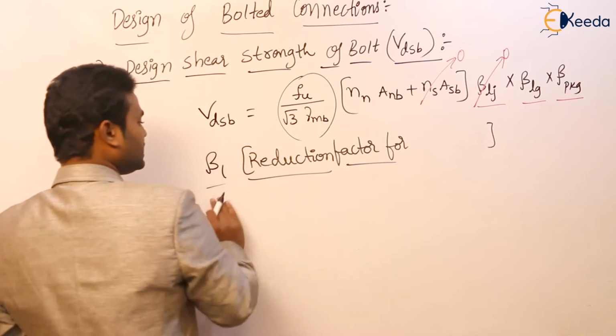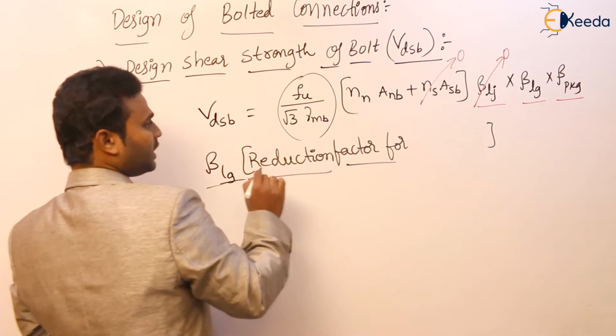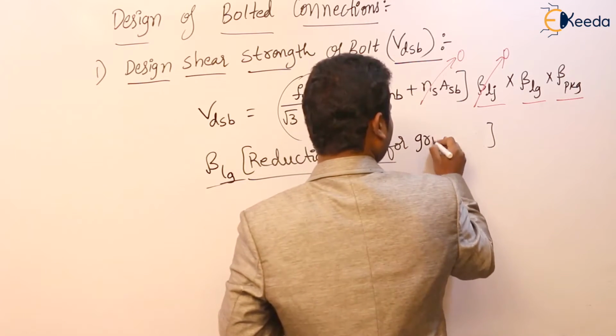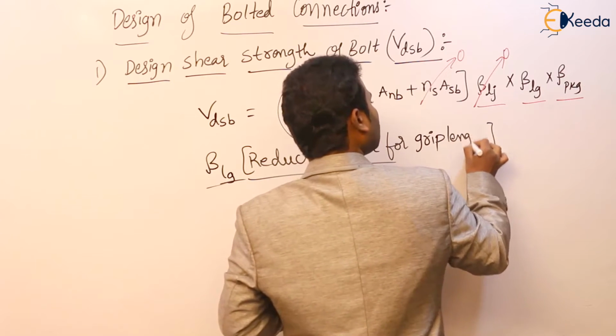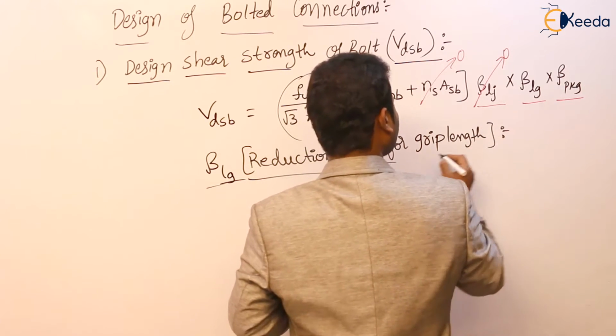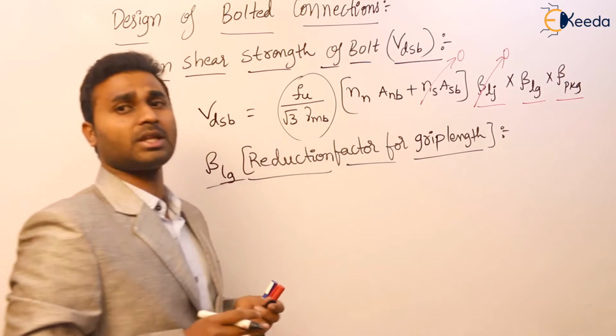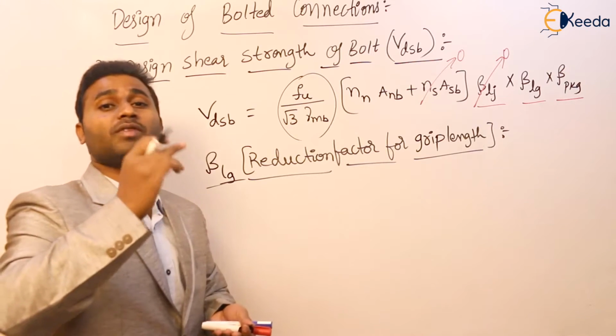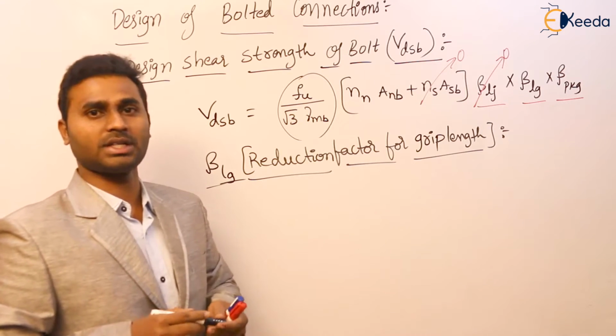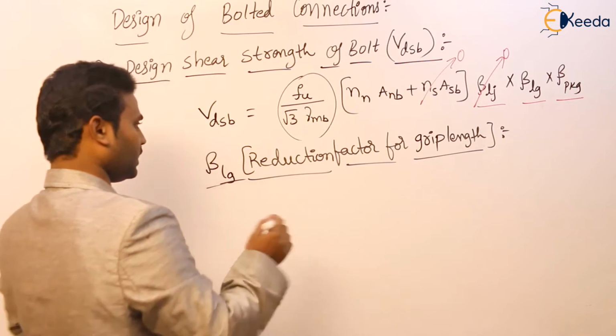So beta Lg is nothing but the reduction factor for grip length. I guess in the beginning of the bolted connection itself, I explained what grip length is. Grip length is nothing but the summation of the thickness of both the members in a lap joint. Yes or no? That is the grip length. So again, I'm going to draw the diagram here.